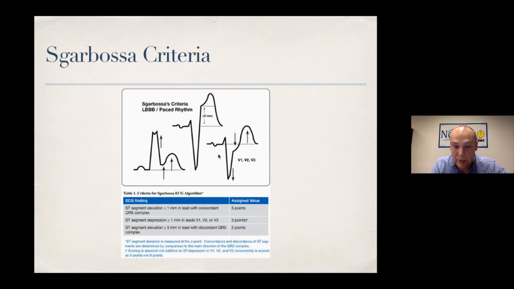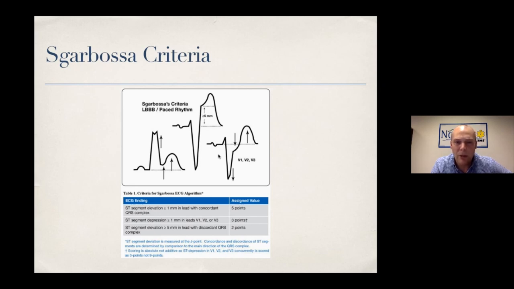Paced rhythms throw it off. It's all about which way the ST elevation is. Is it in the same direction as the QRS? Is it in the opposite direction of the QRS? Now, I advise you to know this because you should know this as far as testing, and you may become way more knowledgeable at the criteria than I am. But it's something that is out there and you should know.